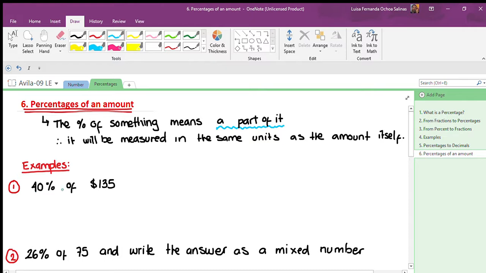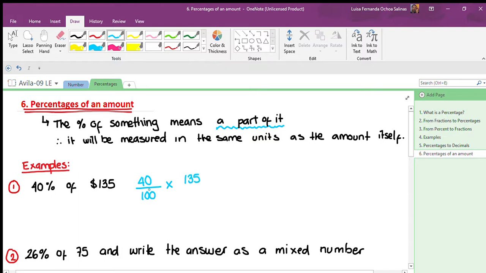So, 40% of 135. One thing I want you to remember: every time we see the word "of", it means multiplication. So we're going to write this percentage as a fraction. How are we going to solve this? 40% means 40 over 100, and as I said, "of 135" means times 135.